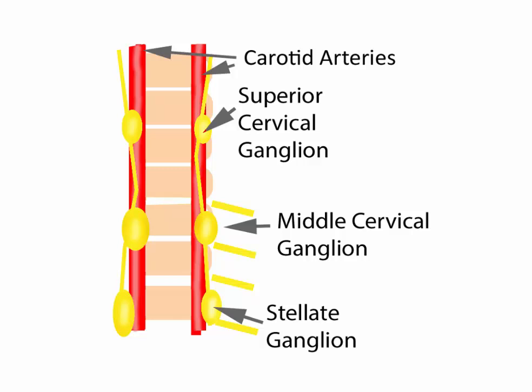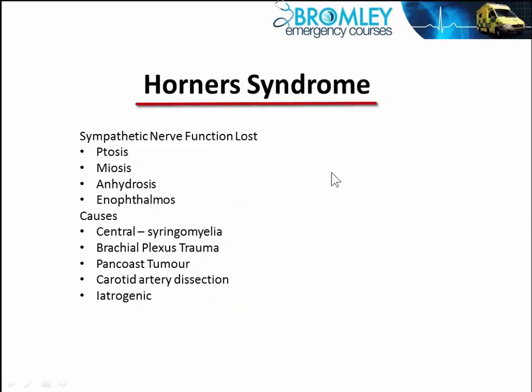They can be damaged iatrogenically, for example, by nerve blocks and so on in the sympathetic chain in the neck. And they can also be damaged if there's an issue with the carotid artery. So, for example, a dissecting aneurysm of the carotid artery can interfere with the sympathetic chain. So, Horner's syndrome can be caused by all of those.